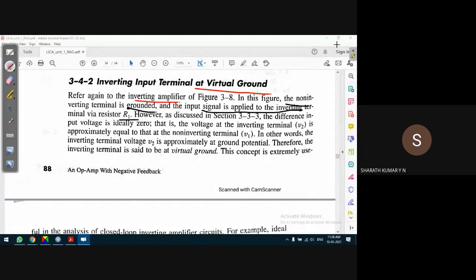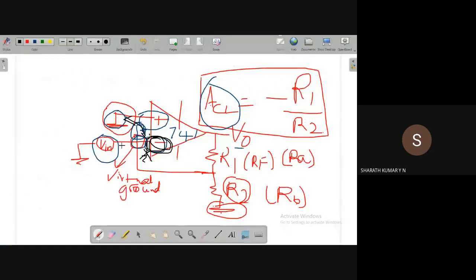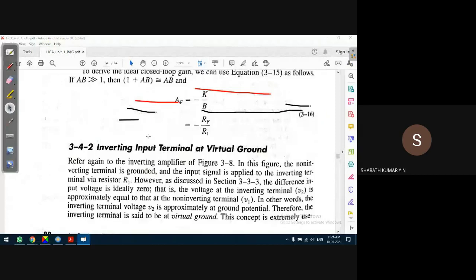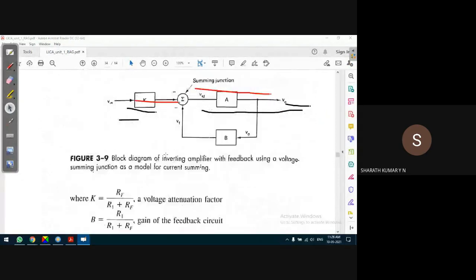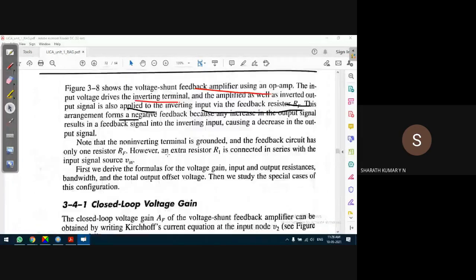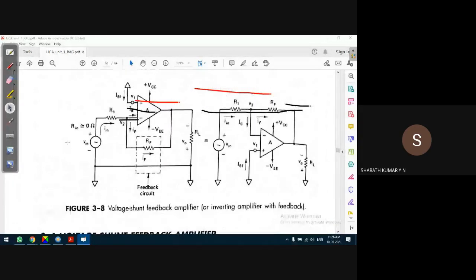resistor R1. Why is resistor R1 considered, guys? Here it is, the resistor R1. Since we have used R1 here, you can call it RA, RB, whatever it is. The author is discussing with respect to this diagram, figure number 3.8. Let us jump to figure 3.8, because the terminology changes and we'll have a problem in understanding.